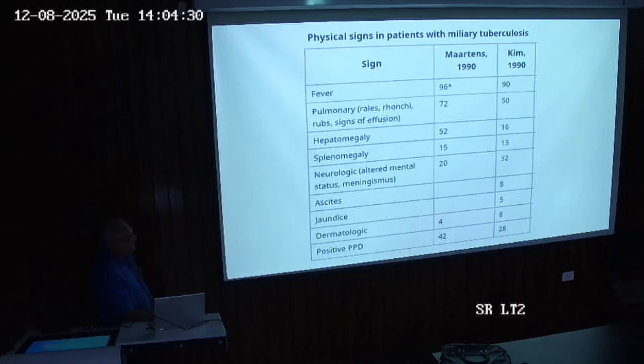Neurological signs are diminished mental status or signs of meningism: neck stiffness, headache, vomiting. Presence of ascites if there is abdominal involvement, presence of jaundice, skin manifestations like erythema nodosum, etc. may be there, and a positive test for PPD may be seen in up to 40%.